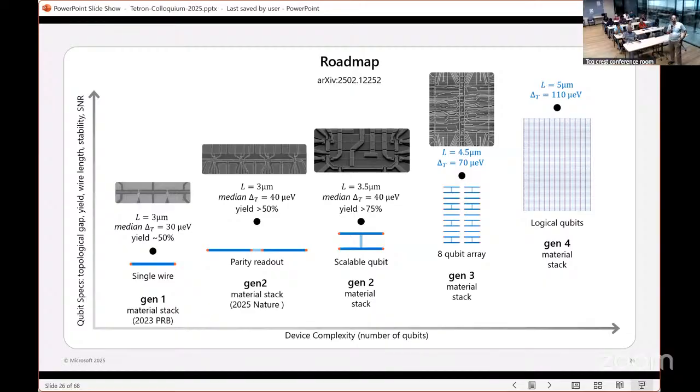Okay, so this 8 qubit array, is it already there? Yeah, this is an SEM image. You're looking at it. This is not a schematic. This is an actual device. All of these are scanning electron micrograph images of existing devices. Oh, okay. Thank you.